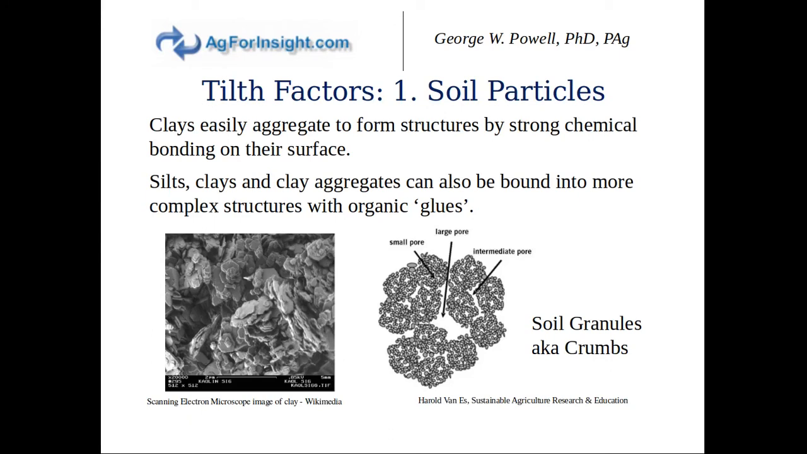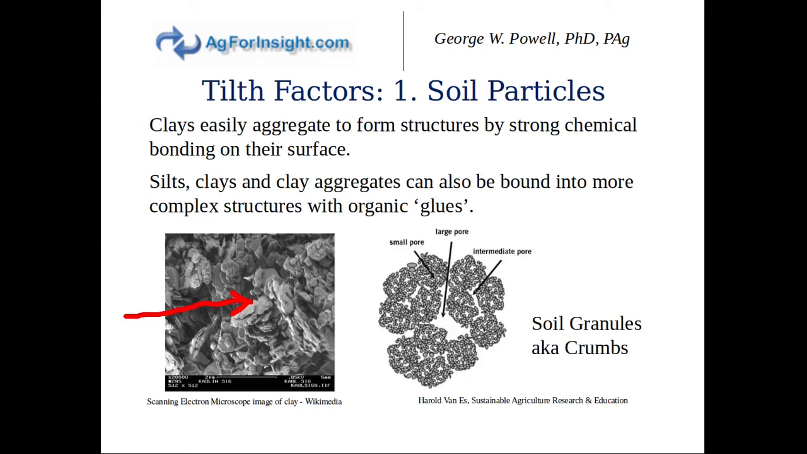Particle size is important because of the ability of various particles to aggregate. So clays easily aggregate to form structures by strong chemical bonding on their surface. So if you were to look at a clay particle under a microscope, they look like little plates. And when the surface of two of those plates come into contact, charges on the surface of the clay particle allow those particles to bind together. Now this aggregation, this chemical bonding, only occurs with clay particles. It doesn't occur in silts or sands.